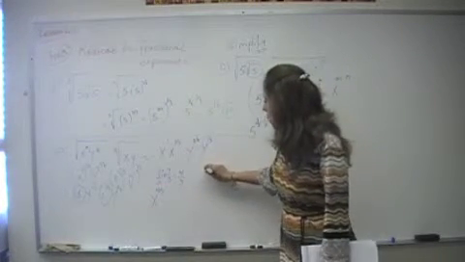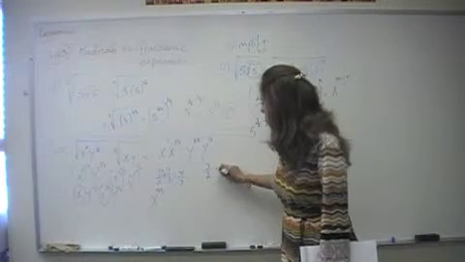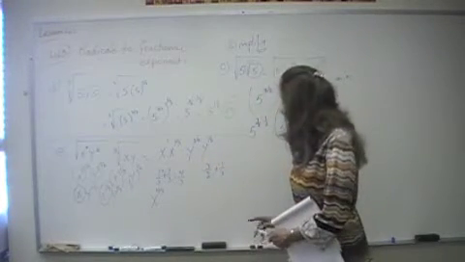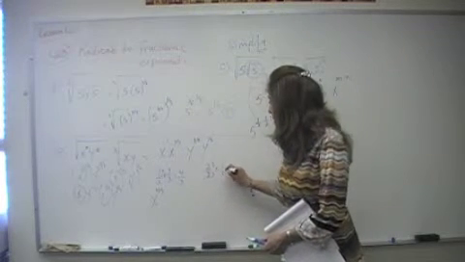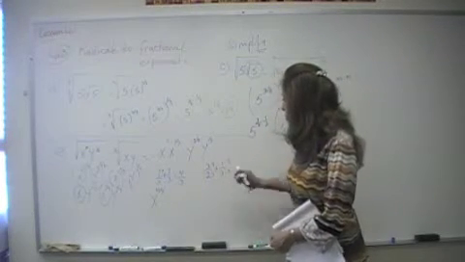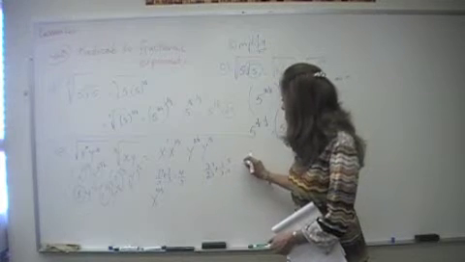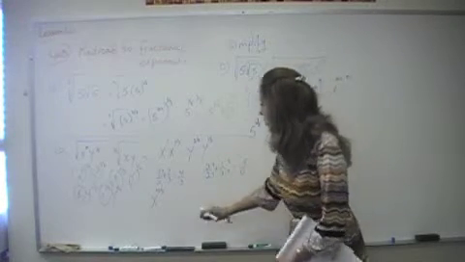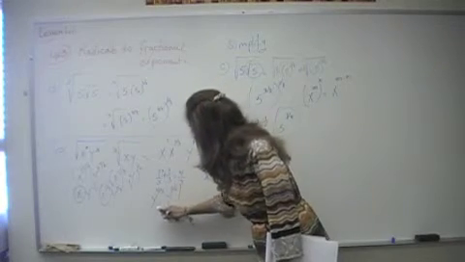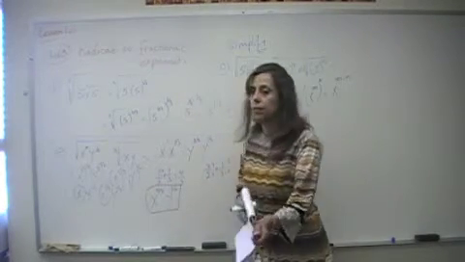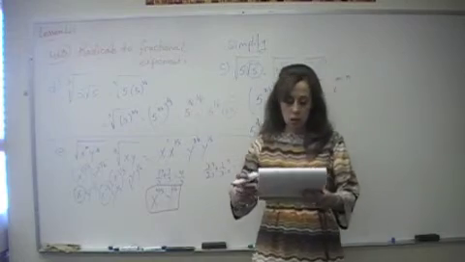For y, we have the 3 over 2 plus 1/3. Common denominator is 6. Multiplied by 3, multiplied by 2. So that will be 3 plus 2 is 5. And here we have 6. And my y will be y to the power of 5 over 6. And that's all for lesson 46.